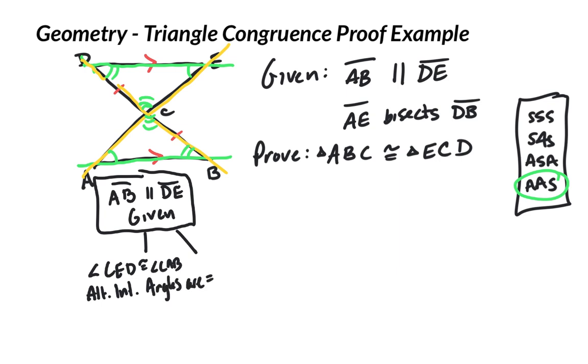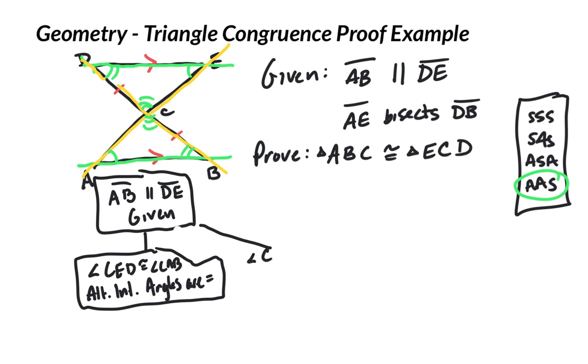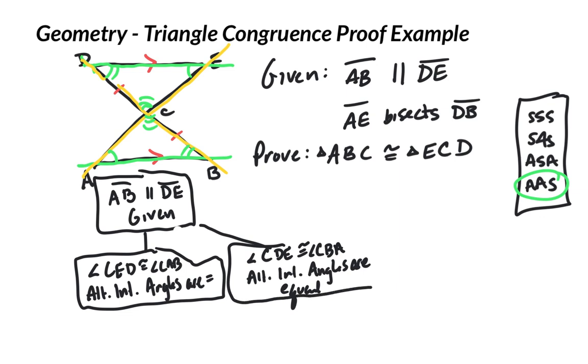Okay? Let me do this like that. And then maybe I'll just move this one over a little bit. And we also knew that angle CDE was congruent to CBA, same thing. Alternate interior angles are equal. And again, both of those things we got because of the parallel relationship.